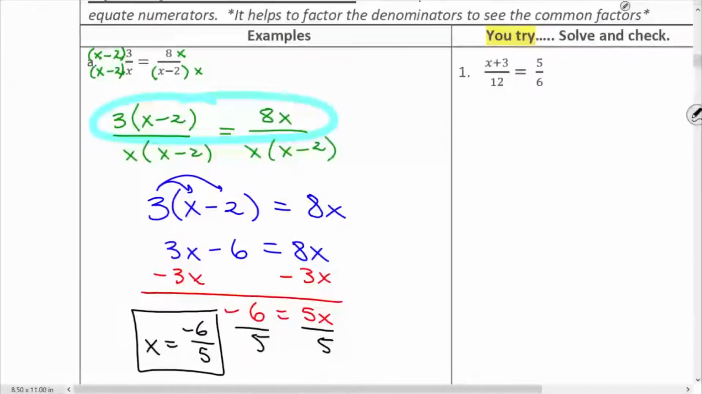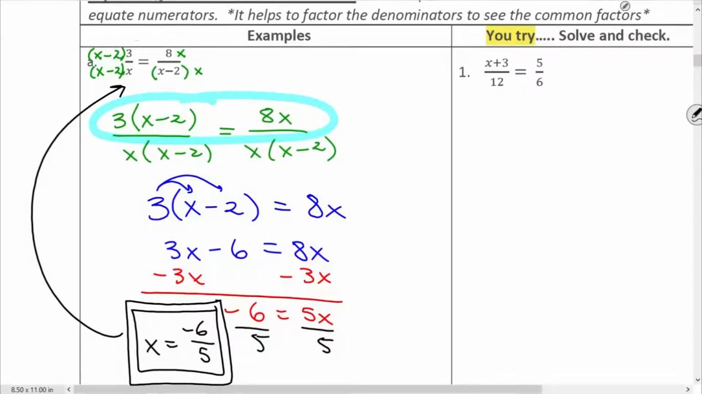Now, before I start celebrating and think I'm done, I will double check that if I plug this back in here, do I get any division by 0 problems? The answer is no. That only happens when x is 0 or x is 2, and I don't have either of those as my solution. So x is equal to negative 6/5 is the solution to my equation. That's when it's true.